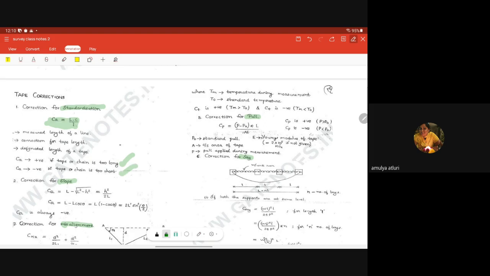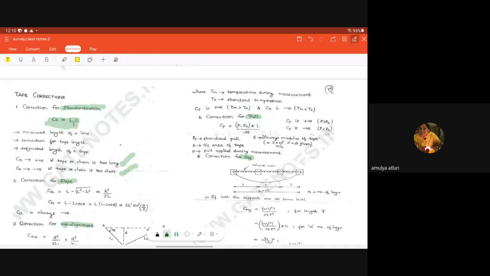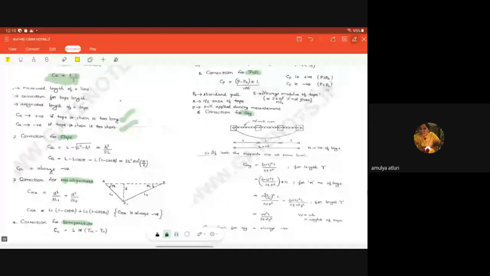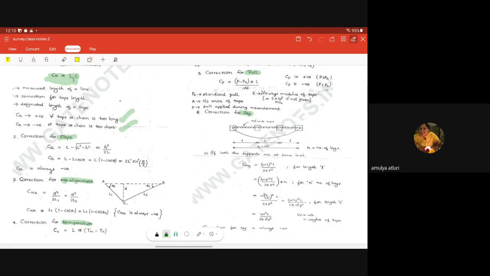You got it right. If my error is positive and my error is negative, what is the chain length? We have discussed it earlier. So correction for standardization, CA is equal to L into C by L. Next, correction for slope. So that is equal to L minus root of L square minus H square.